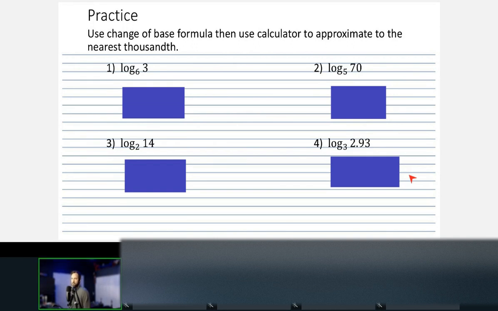Now, I'm not going to force you guys to use the change of base if your calculator allows you to change the base to do the math. However, on your test or on your quiz, it might have fill in the blank that will ask you to do a change of base. I mean, you obviously need to know how to do it to fill in the blanks.